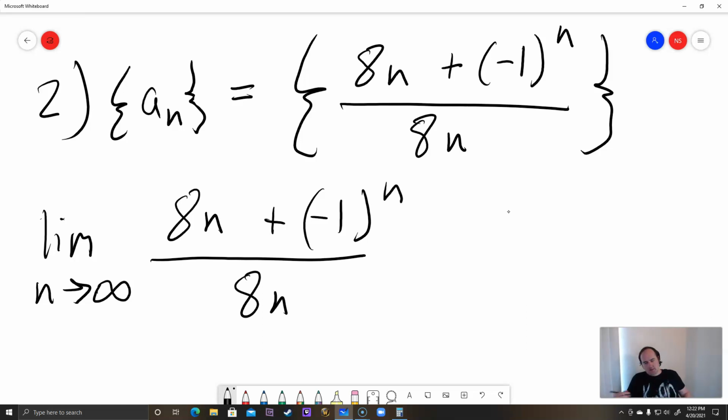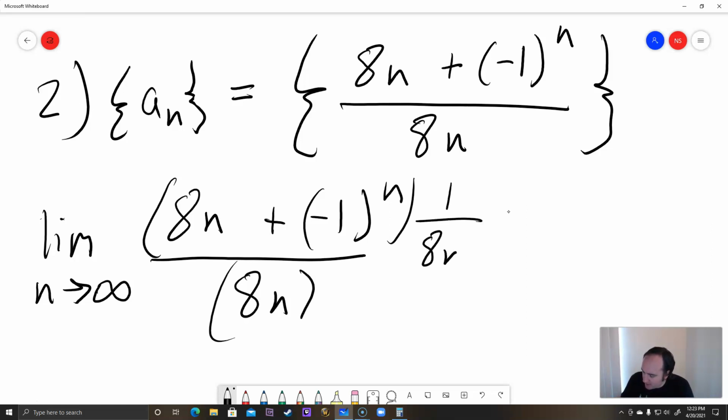There's a couple ways you could do this problem. One way is you could divide the top and the bottom by 8n, and the other way would be to split it up into two fractions. Either way is fine. I'm just going to go ahead and divide the top and the bottom by 8n because that's a pretty standard way to do these. So in other words, I'm going to multiply the top and the bottom by 1 over 8n.